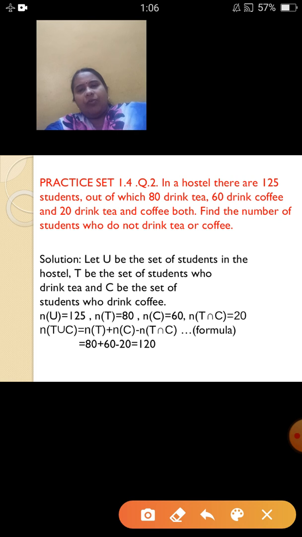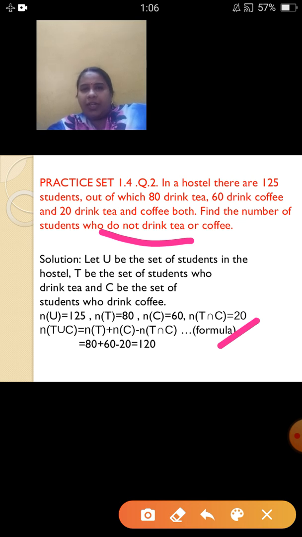Now what will we find out? We will find out using this formula: n of T union C. Now what is this actually? As I told you, union means or. With this I will find out how many students drink tea or coffee. But in the question they have asked us, do not drink tea or coffee. So we will see what is to be done with that. Let us find out n of T union C, it means those students who drink tea or coffee. So use the formula here.